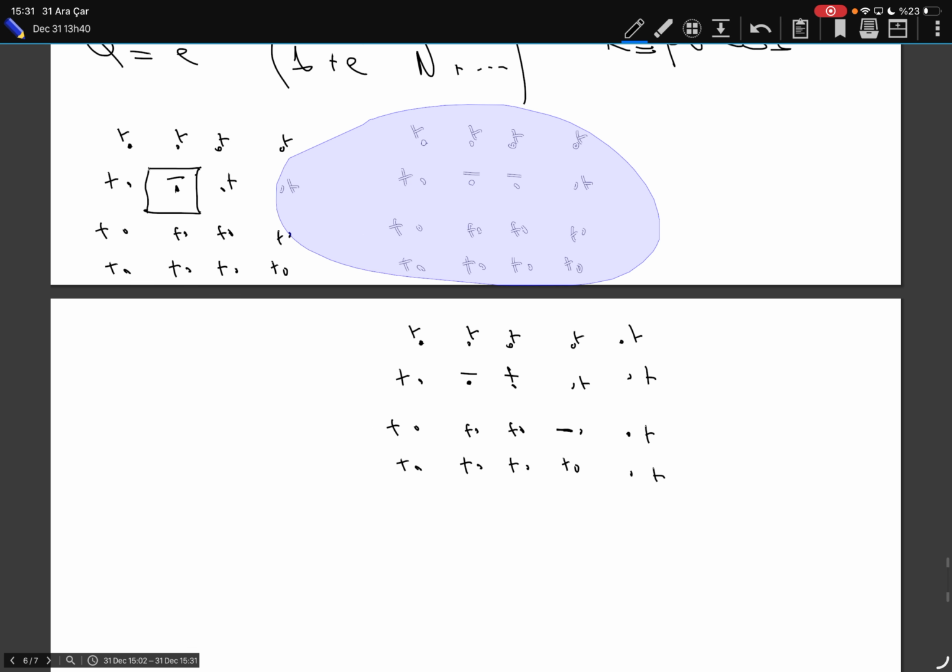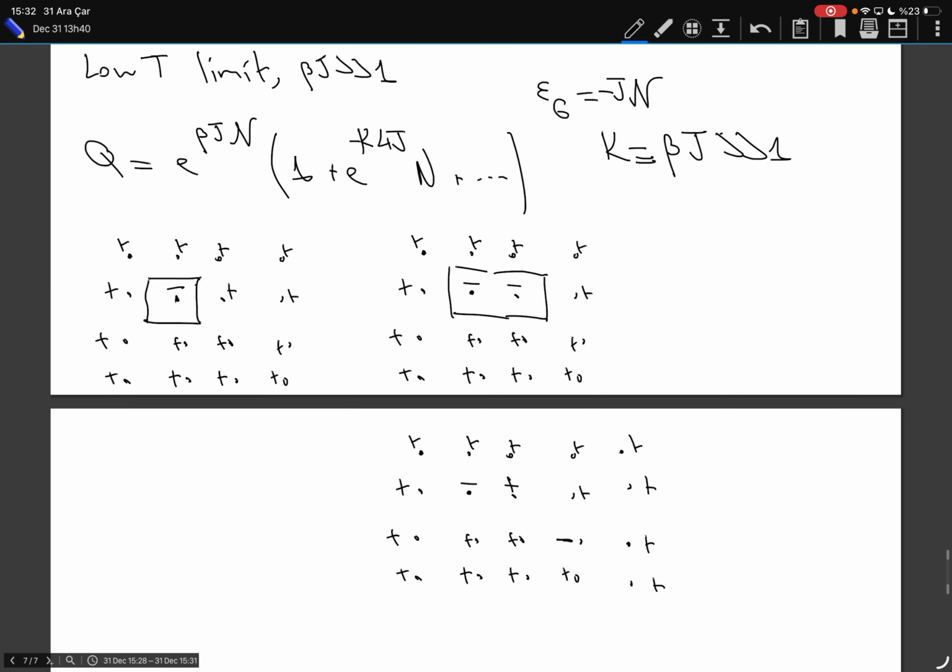Now, this excited state, what is its energy? Well, there's a different nearest neighbor interaction there, here, here, here, and here. So I have 6. The energy of this state is 6J above the ground state.